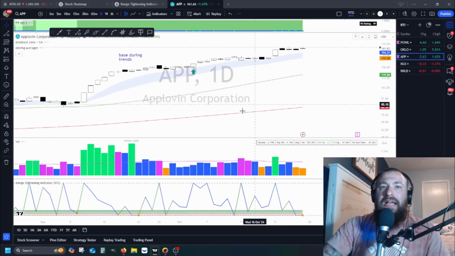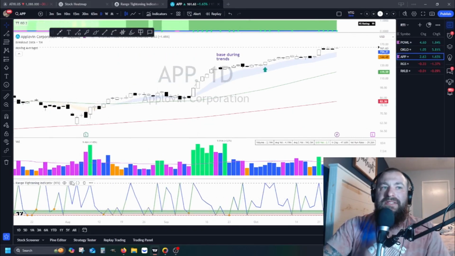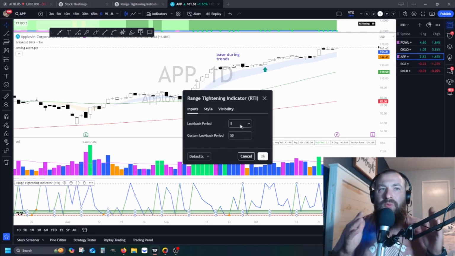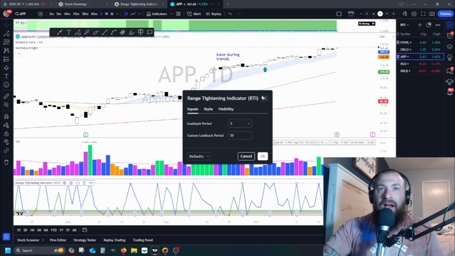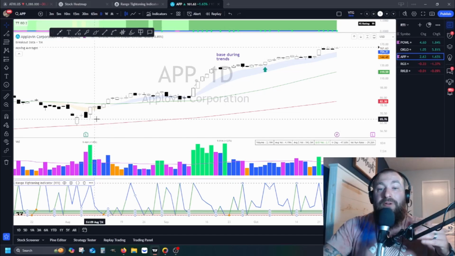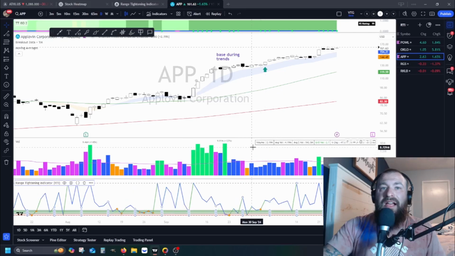The next thing we're going to look at is APP. What I want to note here is the look back period by default is 5, which is really great for shorter bases when you are trading right after a big momentum burst. But if the stock has been trending, like you see APP is really surfing the moving averages, you're going to want to use 15 for this instance.